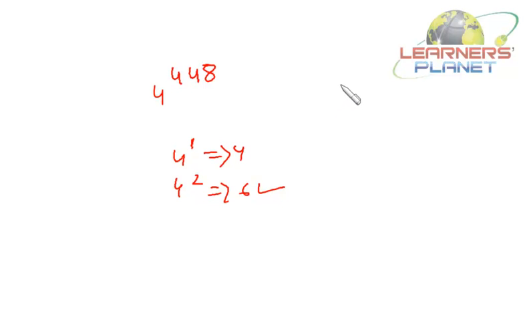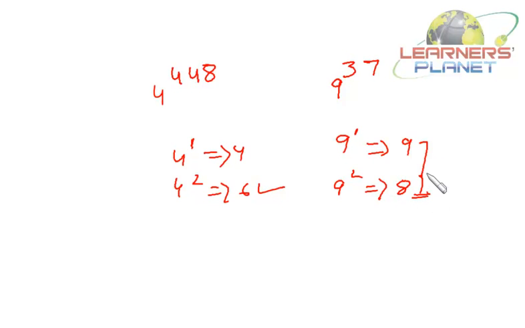Similarly, we can take the case of 9. Say 9 raised to 37. 9 raised to 1 will end in 9. 9 raised to 2 is 81, so it will end in 1. So we'll be getting the sequence of 9 1 9 1 9 1. So if 9 is raised to odd power, it will produce 9, and if 9 is raised to even power, it will produce 1. So in this case, we'll be getting the unit digit as 9 only.